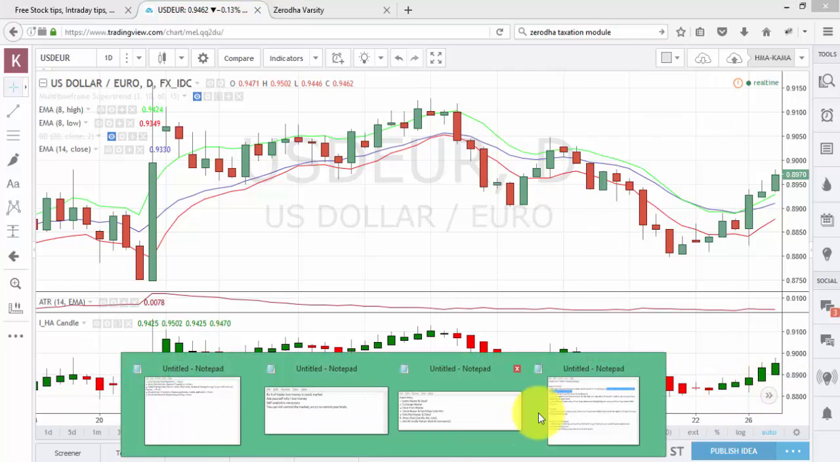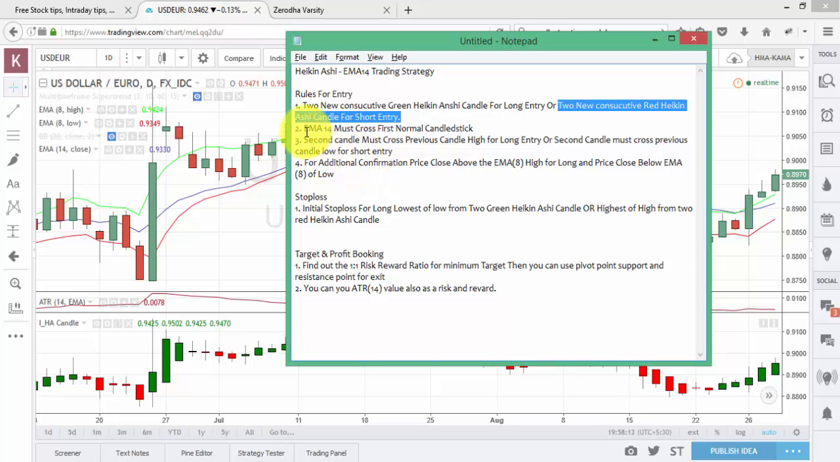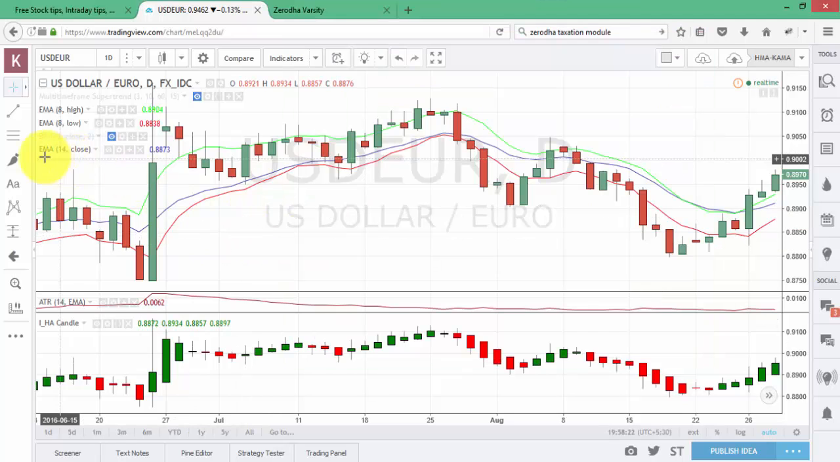Okay, now check out the second rule. For the second rule, we set EMA14, and it must cross the first normal candlestick. So here I am just setting an EMA14 on close, which is colored blue. So this blue line is showing you the EMA14 values.